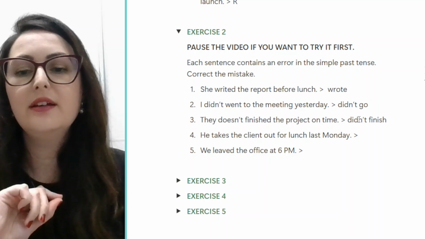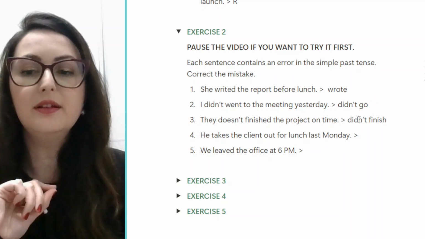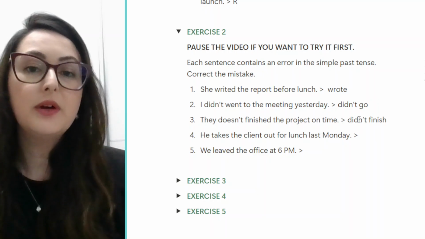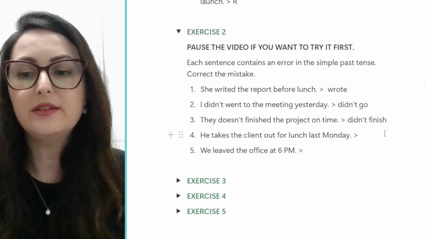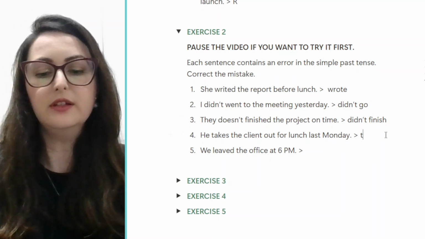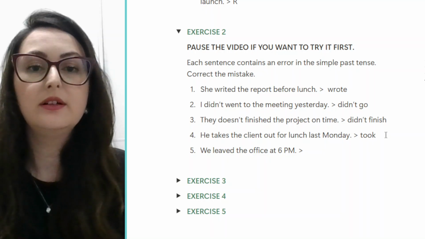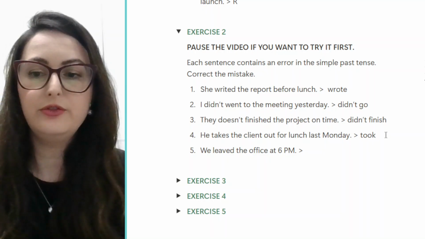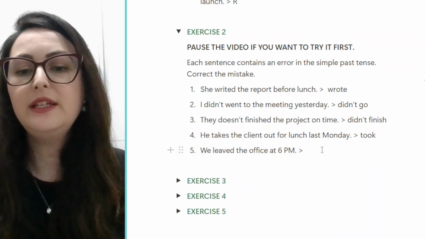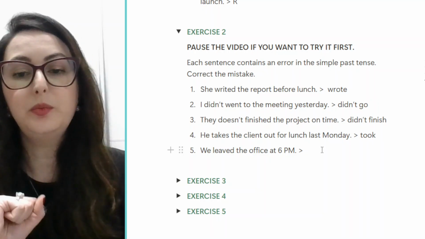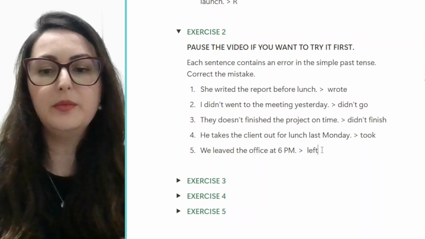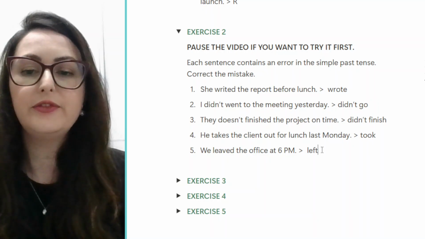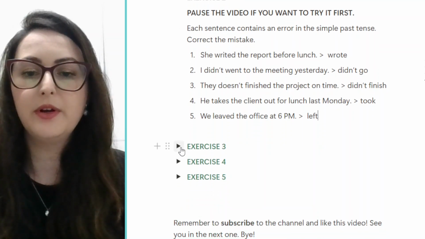He takes the client out for lunch last Monday. So last Monday is in the past and the verb here is in the present. So we need to change this. He took the client out for lunch. Leaved the office at 6 p.m. Leave is irregular. The correct form is left. We left the office at 6 p.m.